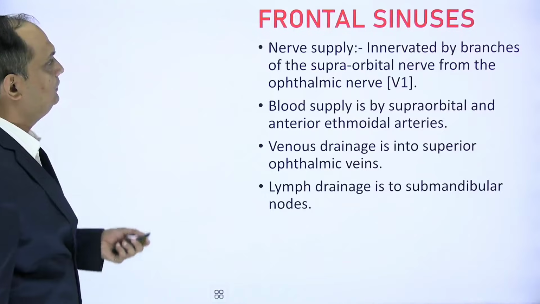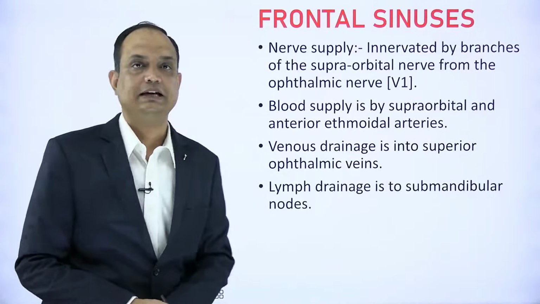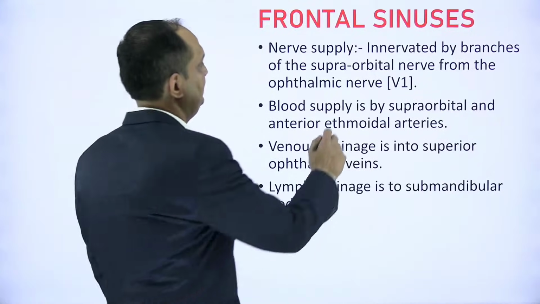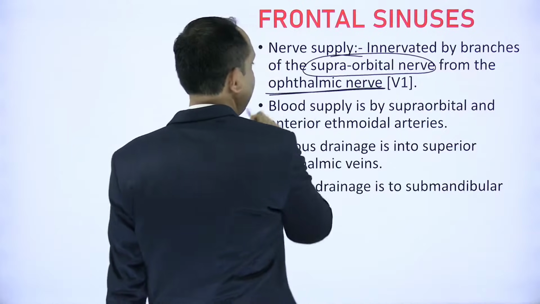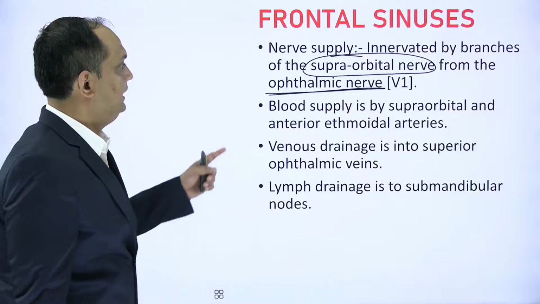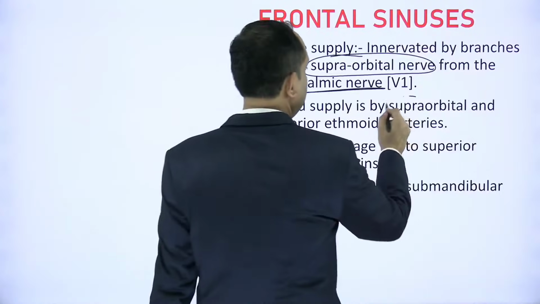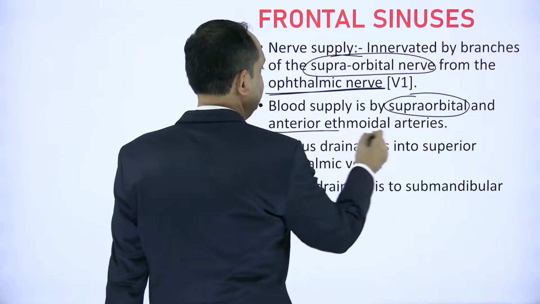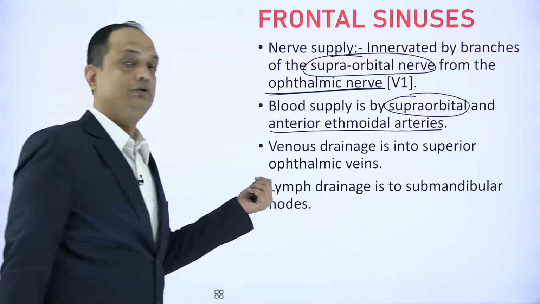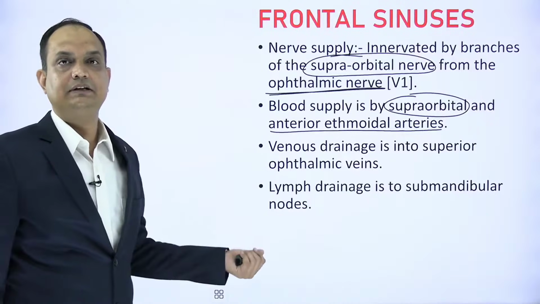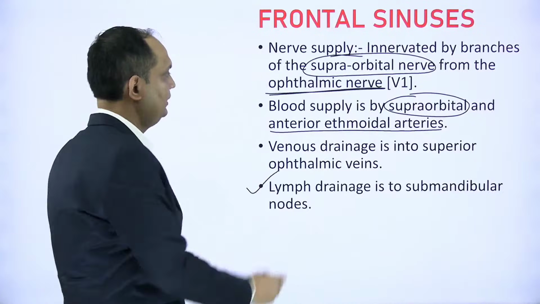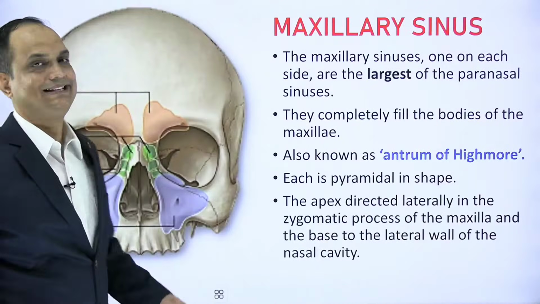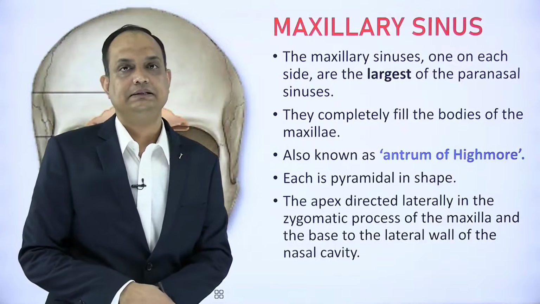Clear? Now, what is the nerve supply of the frontal sinus? The frontal sinus is innervated by the supraorbital nerve, which is a branch of the ophthalmic division of the trigeminal nerve. It receives blood supply from the supraorbital artery and anterior ethmoidal artery. It drains into the superior ophthalmic vein, and its lymphatic drainage is into the submandibular group of lymph nodes. Now, the next sinus is the maxillary paranasal sinus.